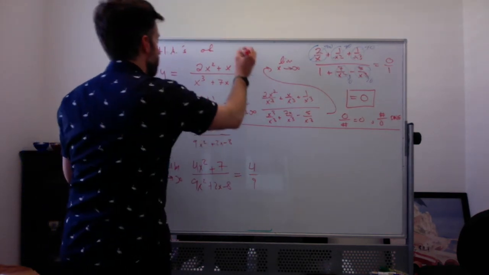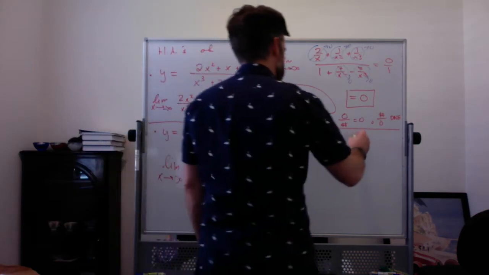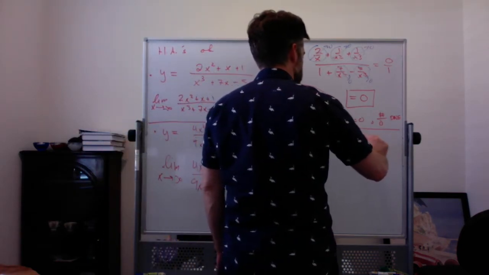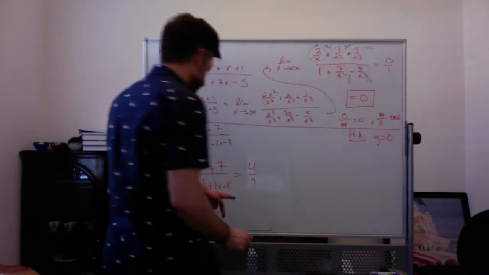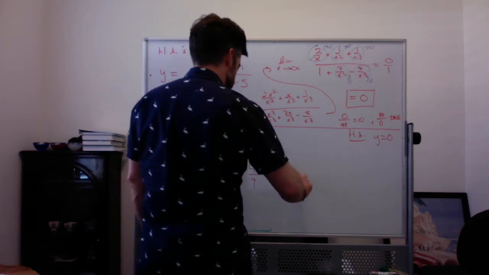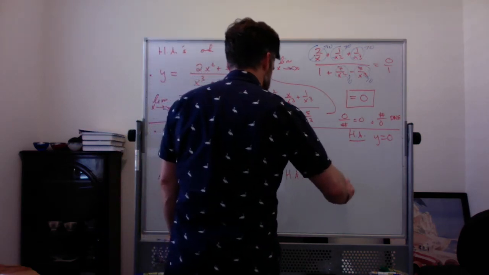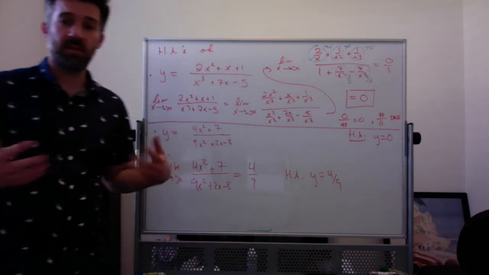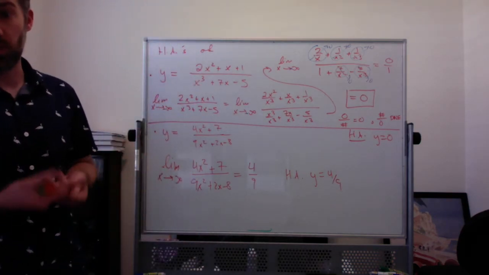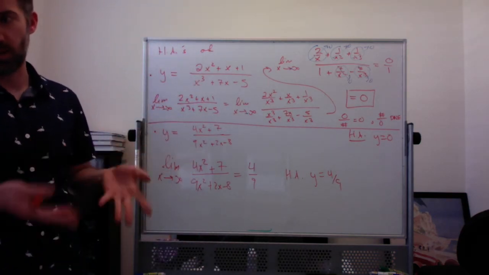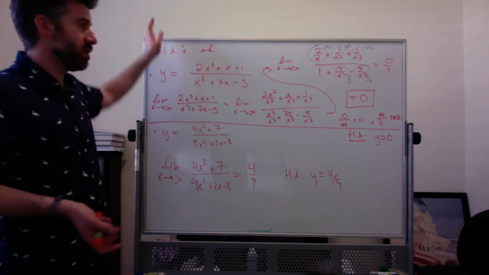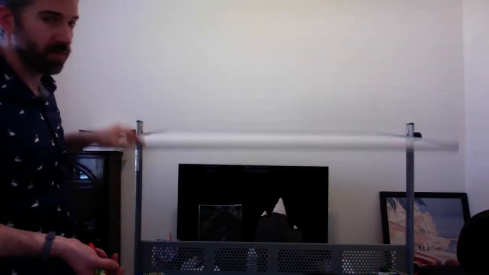So what this means is for this first one over here, the horizontal asymptote is y equals 0. For the second one, the horizontal asymptote is y equals 4 ninths. So whenever you find the limit to infinity, if it is a real number, so not infinity, does not exist, if it's a real number, that's what the horizontal asymptote is.